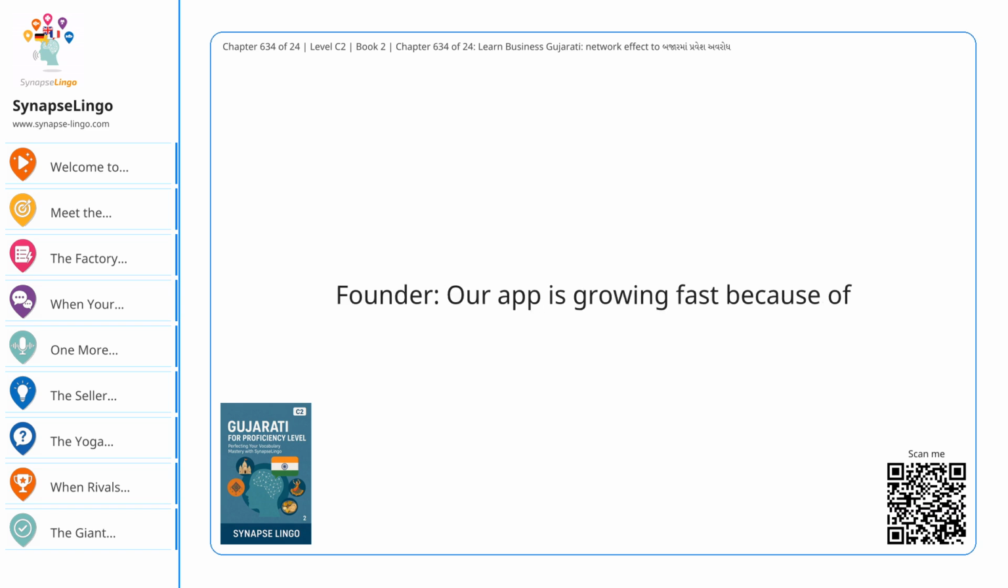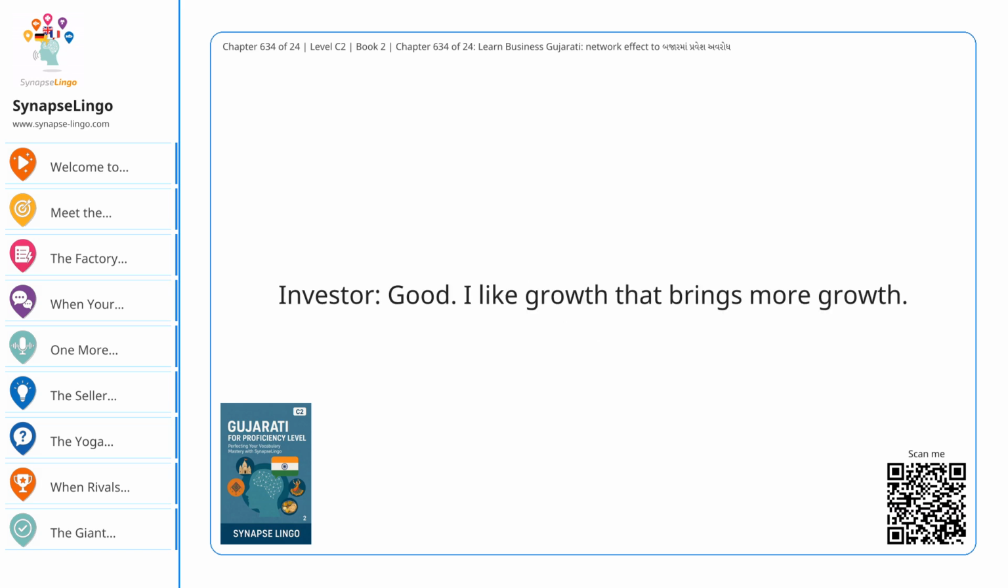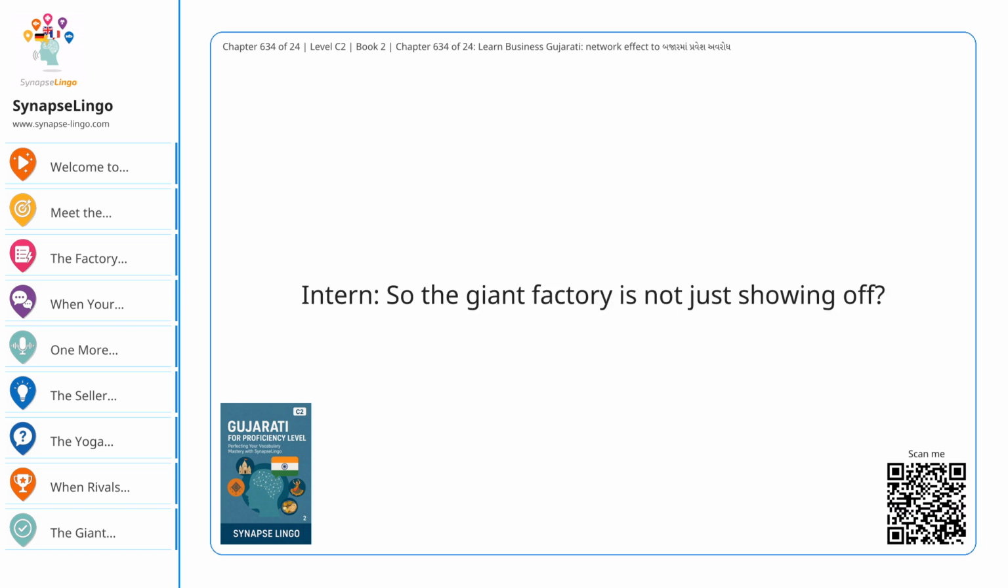Founder. Our app is growing fast because of નેટવર્ક અસર. Investor. Good. I like growth that brings more growth. Factory owner. Our costs are falling because of પ્રમાણની અર્થવ્યવસ્થા. Intern. So the giant factory is not just showing off? Factory owner. Oh, it is also showing off.